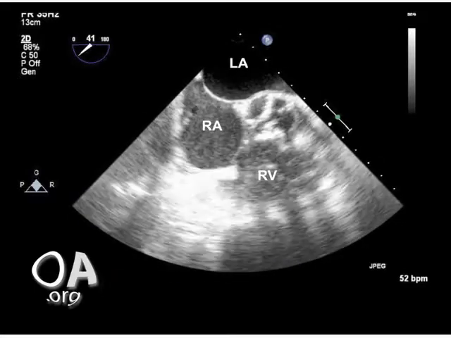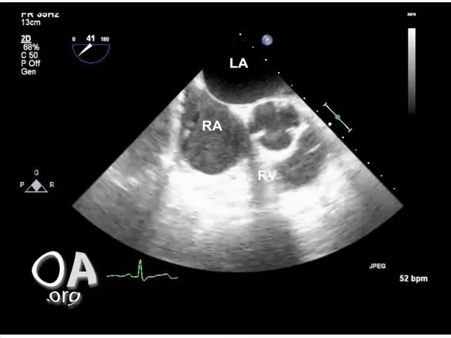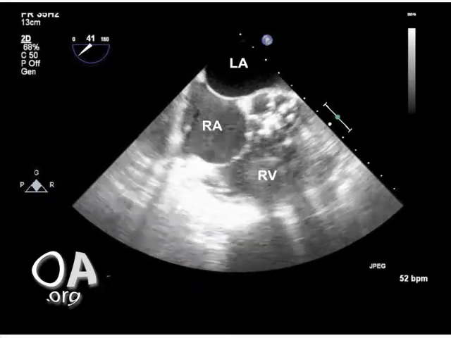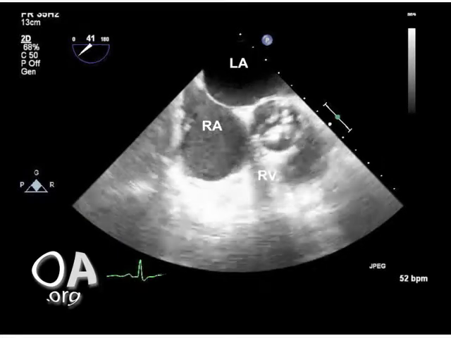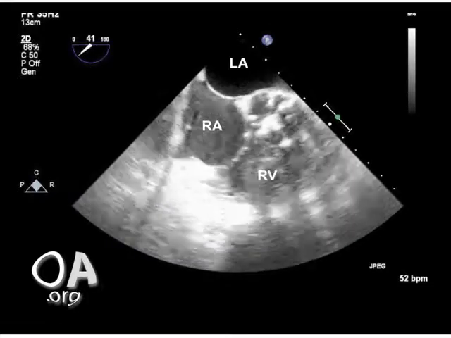The valve appears to be tri-leaflet, and there is a significant amount of echo-bright white calcium deposit that is visualized on the aortic valve leaflets. Reduced mobility and excursion of the leaflets are noted. A very small aortic valve opening is seen during systole.